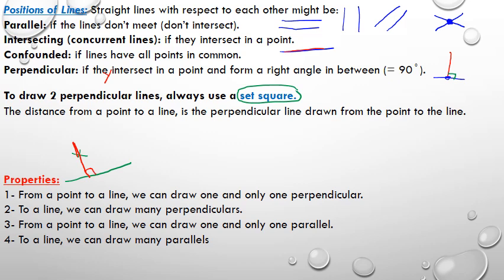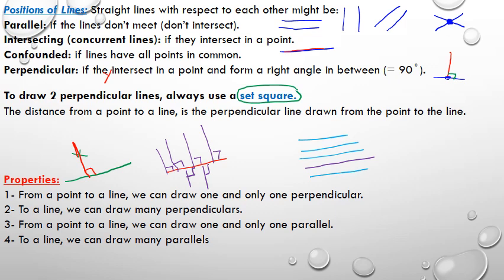Now, if we have any straight line without assigning any point, how many perpendiculars can we draw to this straight line? We can draw many perpendiculars to this straight line. We can draw an infinite number of perpendiculars to this straight line without assigning a point. The third property, from a point to a line, we can draw one and only one parallel. If we have this straight line, how many parallels can we draw? We can draw an infinite number of parallels from above and from below.